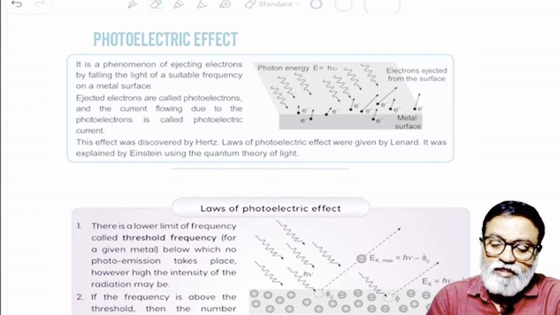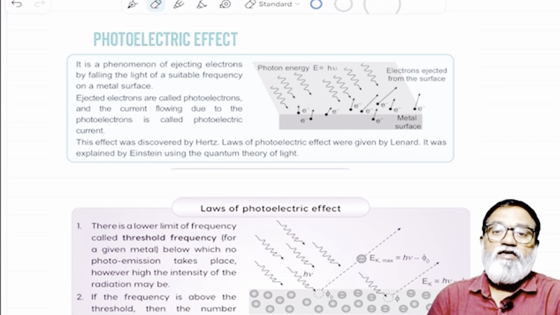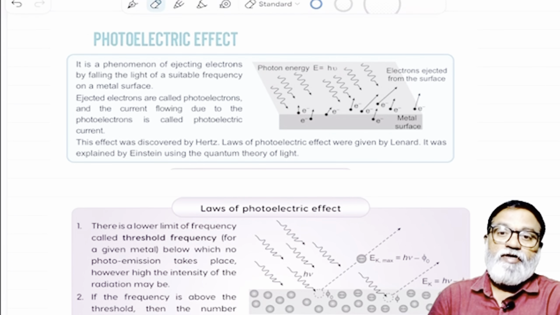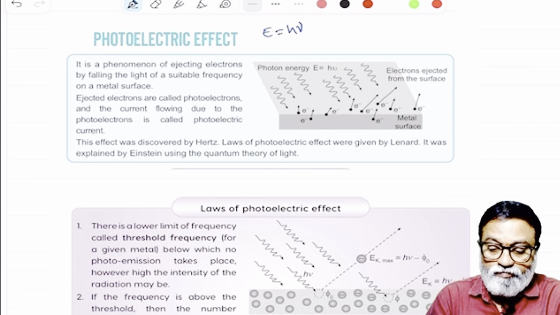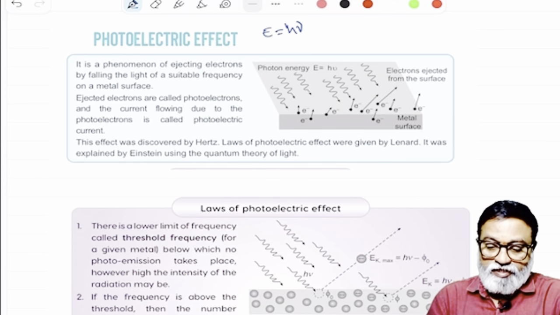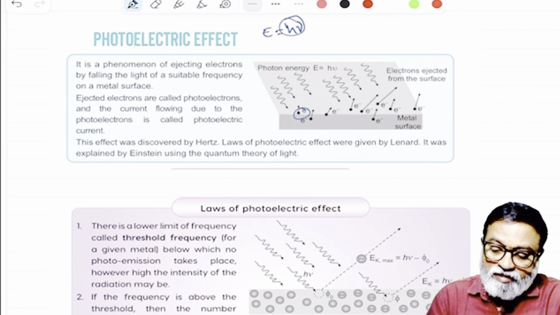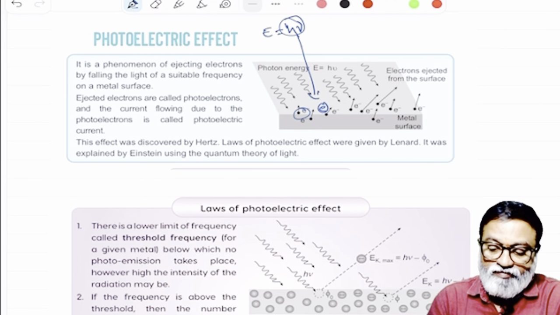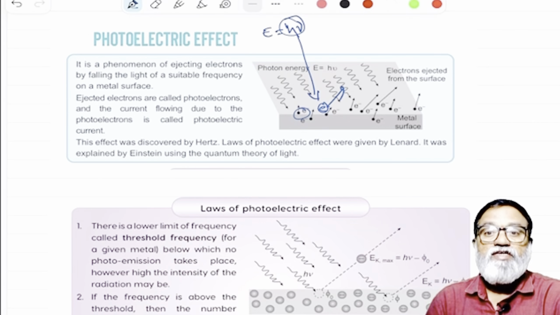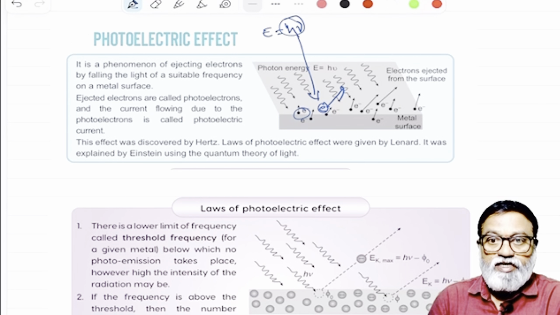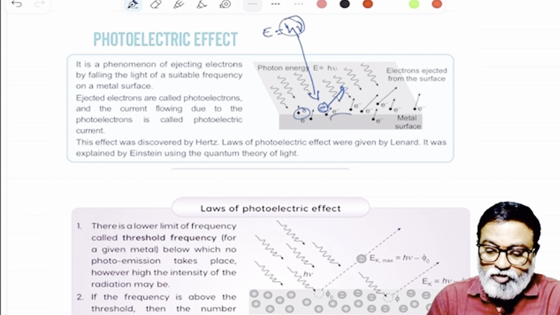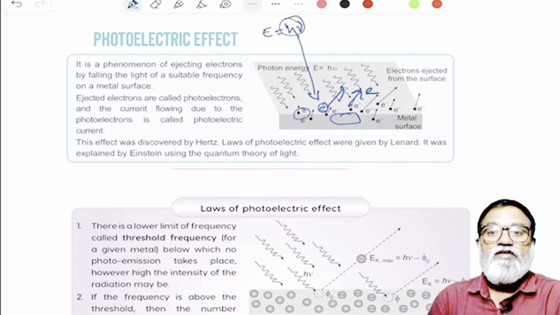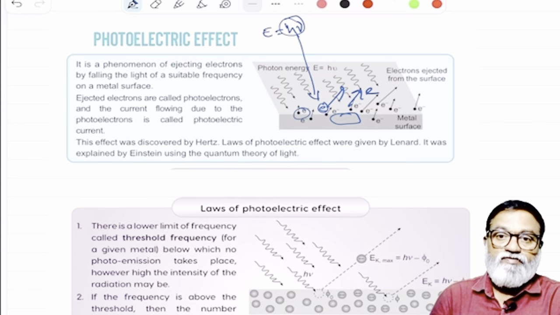Here, light is having discrete energy packets. These energy packets are called quanta. Each quantum of energy is equal to h nu. Whenever light is incident, one electron can absorb one photon only. Whenever the electron absorbs this photon of energy, it will eject from the surface of the metal. Whenever electrons are ejected from the metal surface, the surface becomes positively charged. Therefore, that positively charged metal surface will attract this electron, and the electron comes back to the surface of the metal.